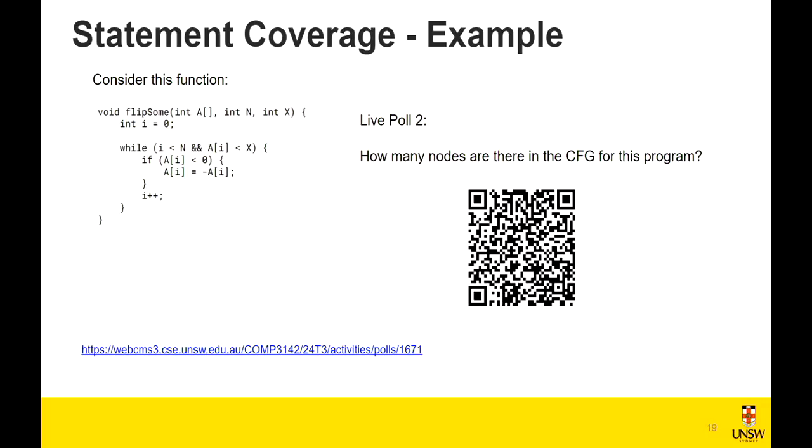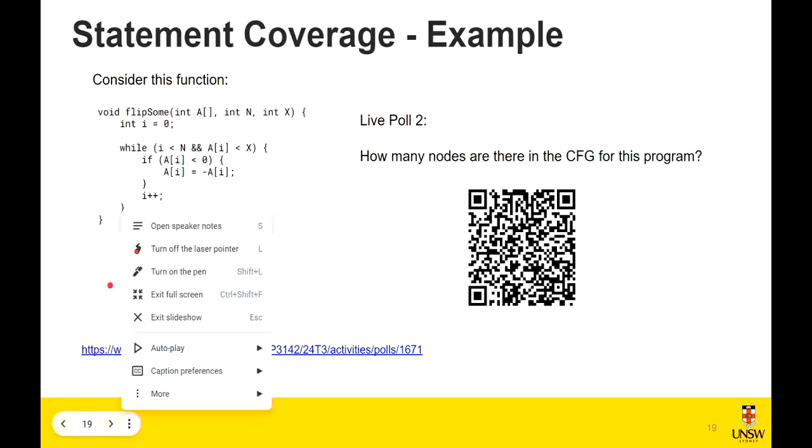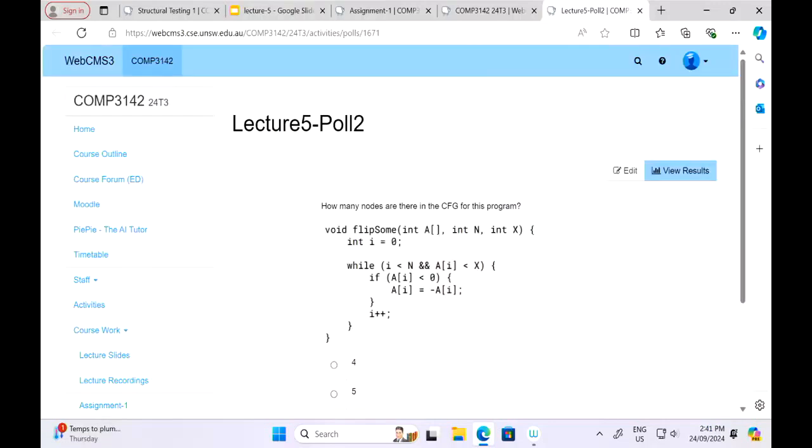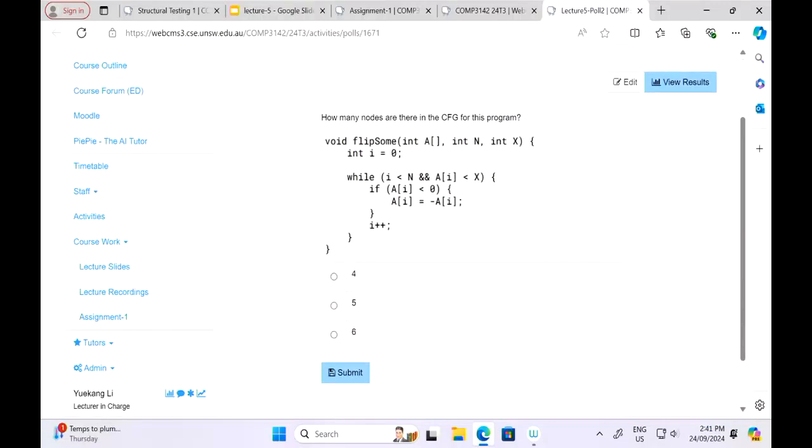Let's do the second level today. Based on what you have learned with the control flow graph example, how many nodes are there in the control flow graph for this program? Can you quickly count? Let's ignore the entry node. So how many nodes should we have?